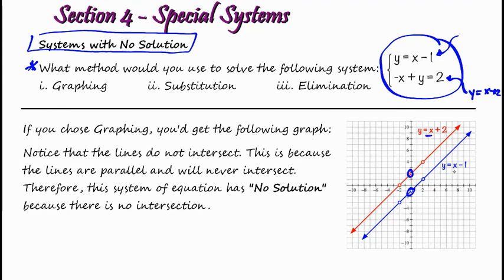Because the slopes are the same, the lines will never get closer to each other, and this means they will never intersect. So we selected graphing, we graph the two lines, we see they're parallel. Because they will never intersect, we say this system has no solution.